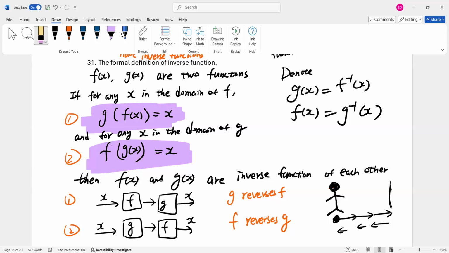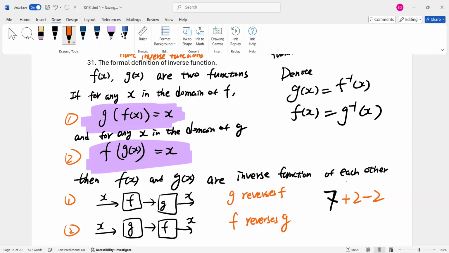In mathematics, we also actually saw something similar. For example, let's start from 7. I know 7 is a lucky number in this country. So if you add 2 to 7, and then subtract 2, what do you have after the two processes? Do you still have 7? You will still have 7, obviously, right? Because subtracting 2 reverses adding 2. So adding 2 and subtracting 2, those two processes are inverse of each other.